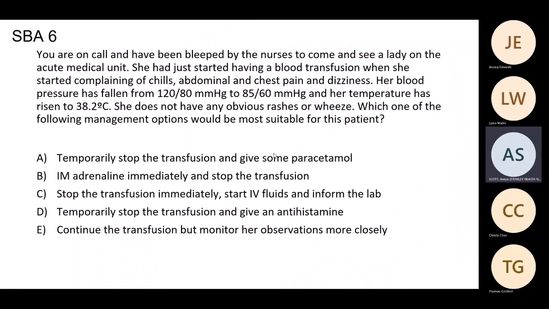So next, an SBA. You're on call and have just been bleeped by the nurses to come and see a lady on the acute medical unit. She had just started having a blood transfusion when she started complaining of chills, abdominal and chest pain and dizziness. Her blood pressure has fallen from 120/80 to 85/60, and her temperature has risen to 38.2. She does not have any obvious rashes or wheeze. Which one of the following management options would be most suitable for this patient?